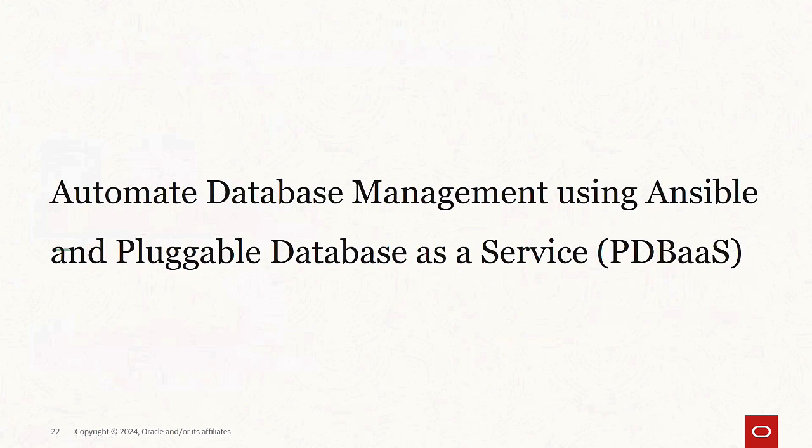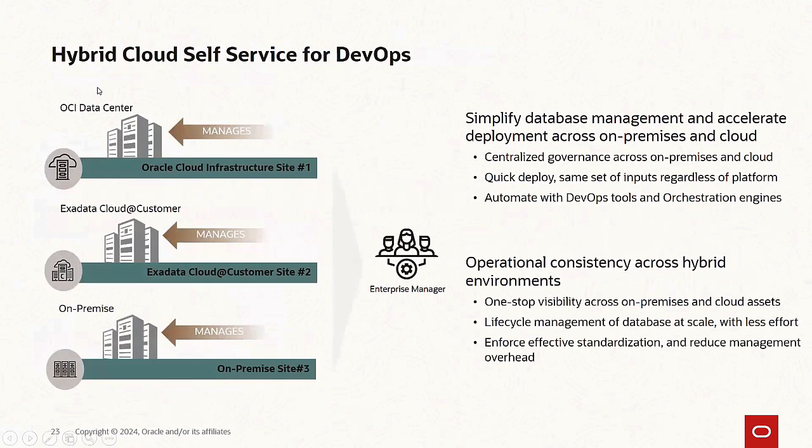Our next topic is automate database management using Ansible and pluggable database as a service. Enterprise Manager Database as a Service is a private cloud platform for providing a database as a cloud service offering over the consolidated resources. Database as a service brings agility and exponentially reduces the human effort involved in database provisioning. This reduces time and manual effort and errors involved in commissioning and decommissioning the DB services.